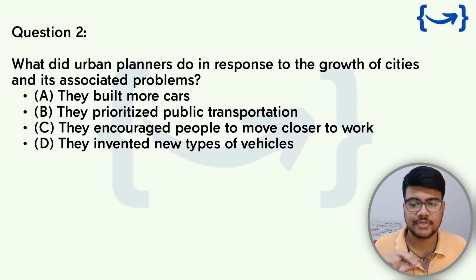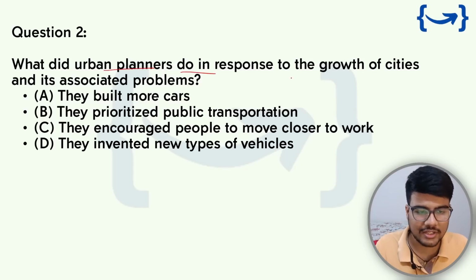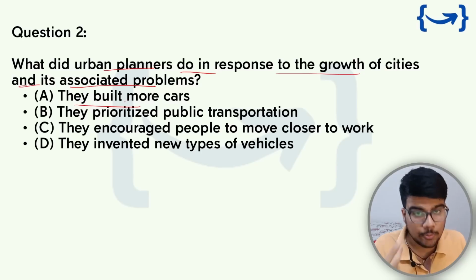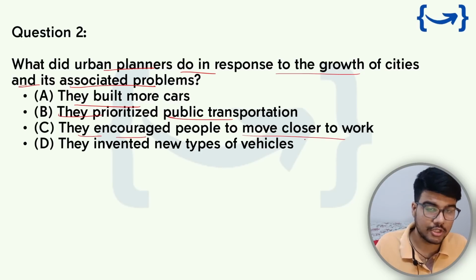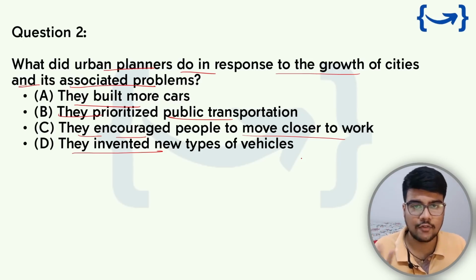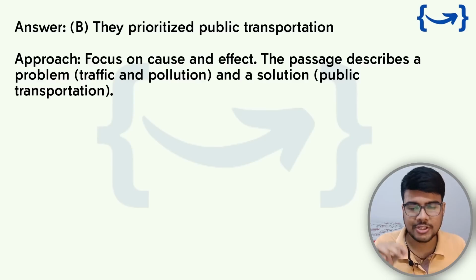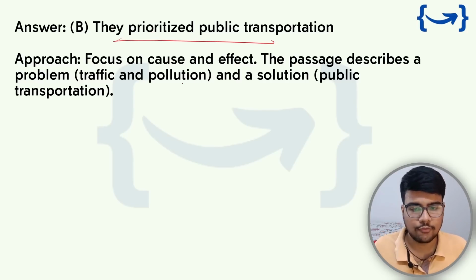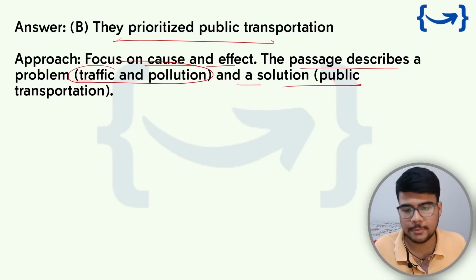Okay. So question 2. What did urban planners do in response to the growth of cities and its associated problems? They built more cars, they prioritized public transportation, they encouraged people to move closer to work, they invented new types of vehicles. So if you listened to the whole paragraph properly, I would say you mark your option B, because they prioritized public transport so that people will not be more reliant on their own vehicles. So yeah, focus on cause and effect. The passage describes a problem of traffic and pollution, and the solution would be public transportation.